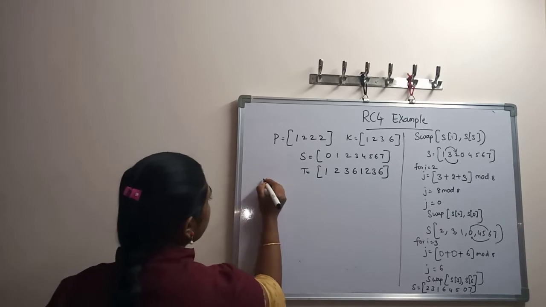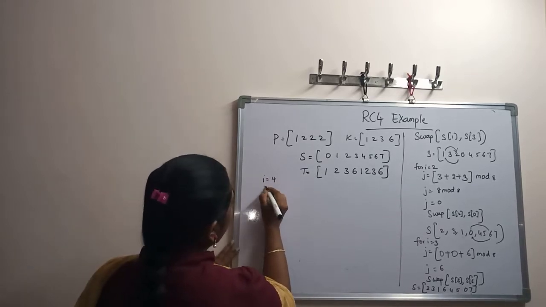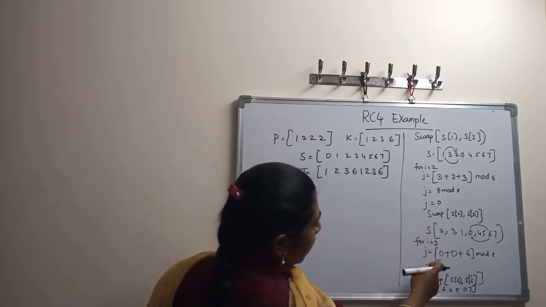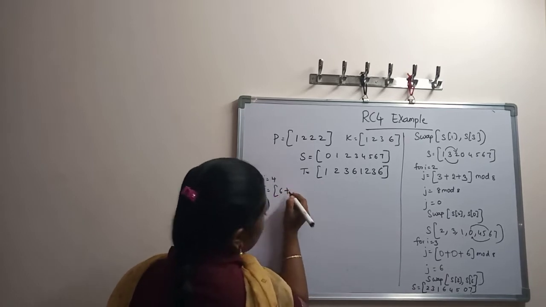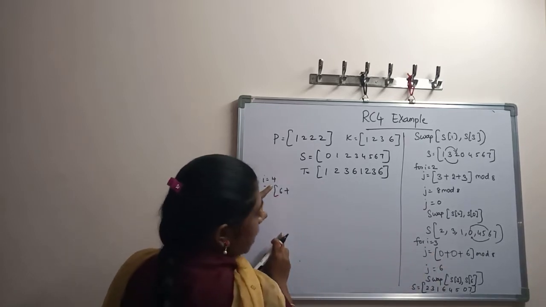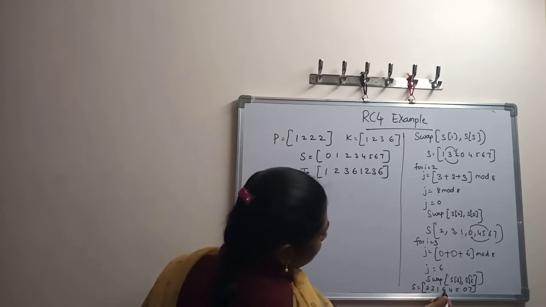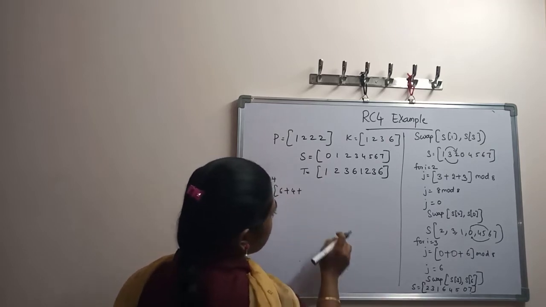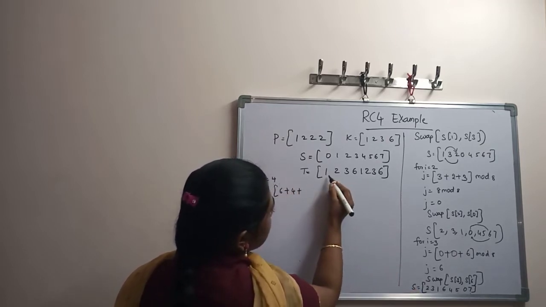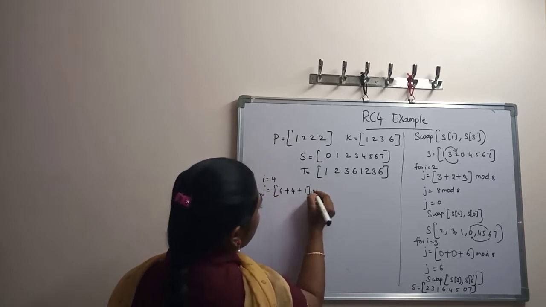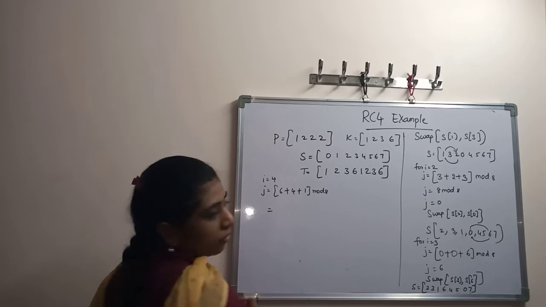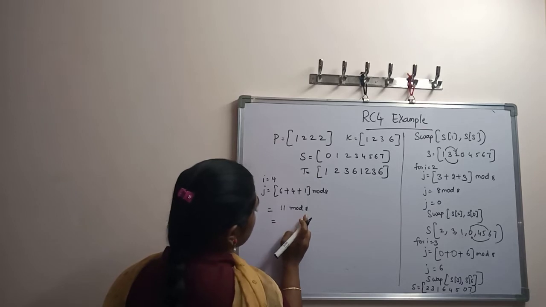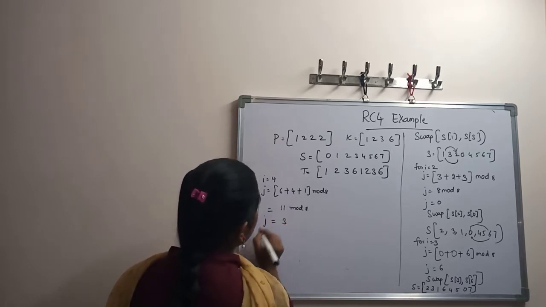Similarly, for i is equal to 4, what is the j value? My j value is equal to 6 plus S of i, the S of 4 value, which is 4. Plus the j value, S of j, so S of 4, that is 1 mod 8. So what do we get? We get 11 mod 8, which is nothing but 3. j is equal to 3.